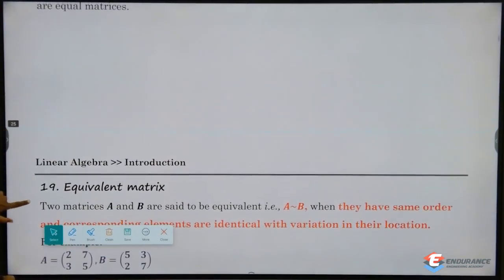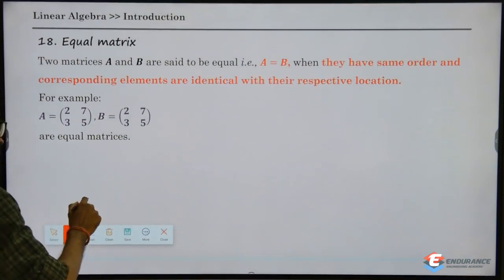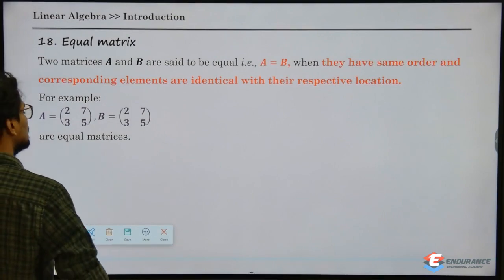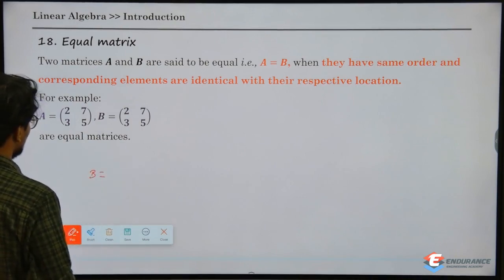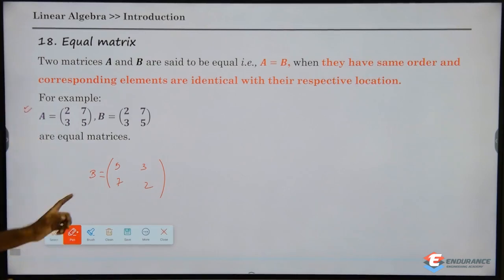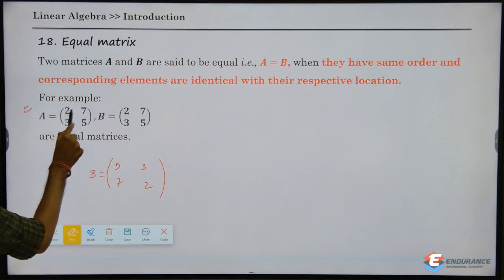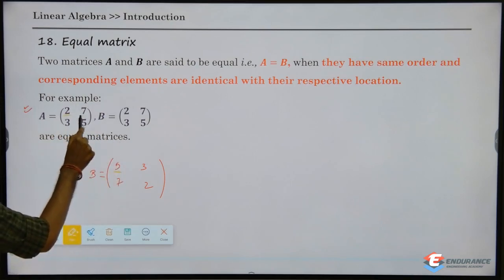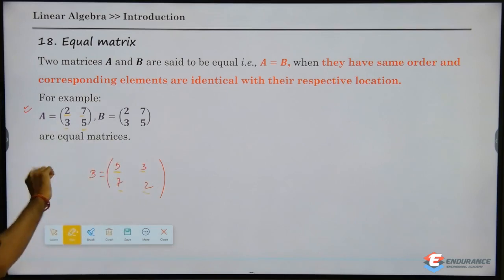Now what is equivalent matrix? Let me write it down here. Let me take B is equal to 5, 7, 3, 2. A is the same matrix. Obviously these two are not equal. They are not equal matrix. Why are they not equal matrix? Because my 2, this is 5. Here 7, here 3, here 3, here 7, here 5, here 2. They are not equal. But these two are equivalent.